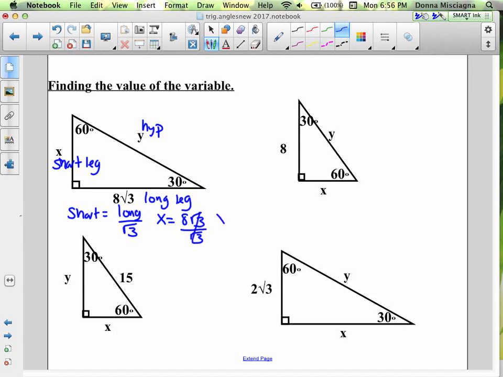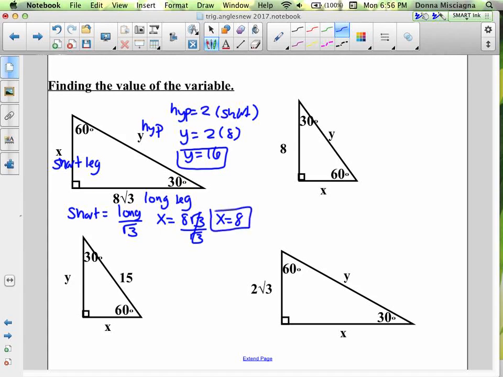So x is 8. The hypotenuse, let's put it up here. Hypotenuse is equal to 2 times the short. So that means y is equal to 2 times 8. Y is 16. There we have our 2 missing sides. That was all there is to it. Next one is in your notes.